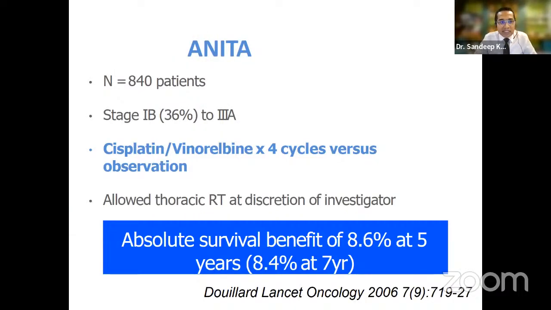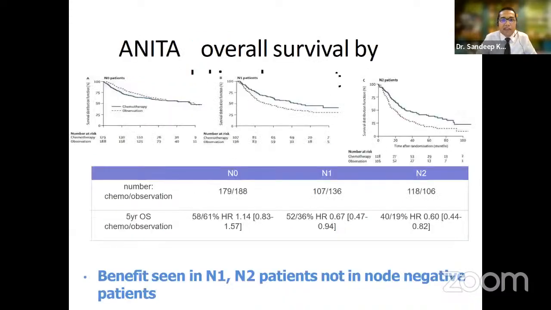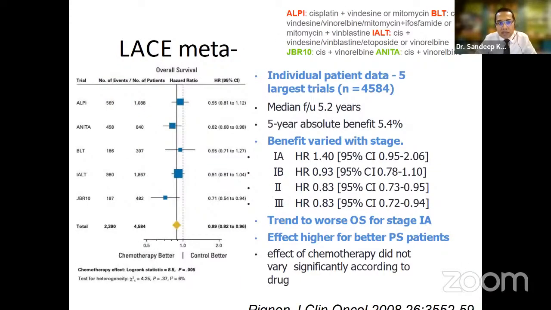So then came the landmark ANITA trial, where 840 patients used a cisplatin and vinorelbine based approach for 4 cycles compared to an observation. Again, the similar consistent results were seen, approximately 8% of benefit at 5 years. And the survival benefit majority was seen in patients those who were node positive, that is N1 and N2, and not in the node negative. So these trials have made us believe that there are several factors, not even the one factor. One of it is stage, one of it is the nodal involvement, the size of the tumor. So there are several factors if you are choosing the adjuvant therapy in an early stage lung cancer.